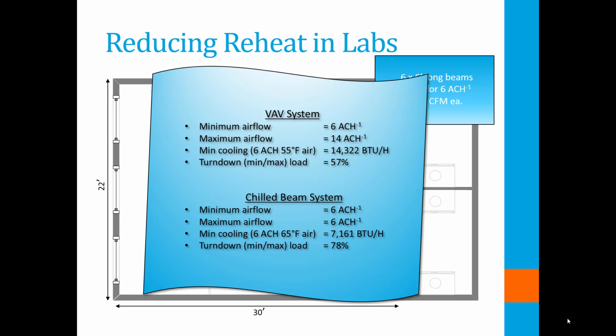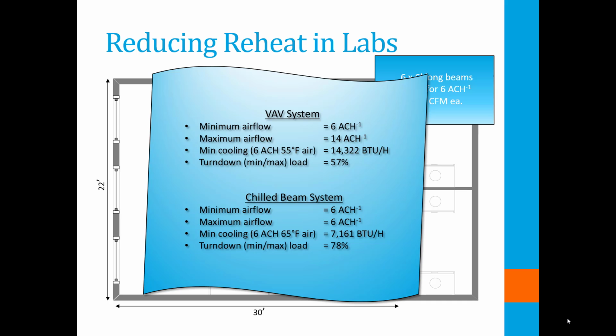If we compare the system sizing of a VAV design versus an active chill beam design, the total primary airflow rate for the beam system is only 6 air changes compared to the 14 required for the VAV system. The VAV system is much larger as the air must also cool the 50 BTUs per hour per square foot of heat load.